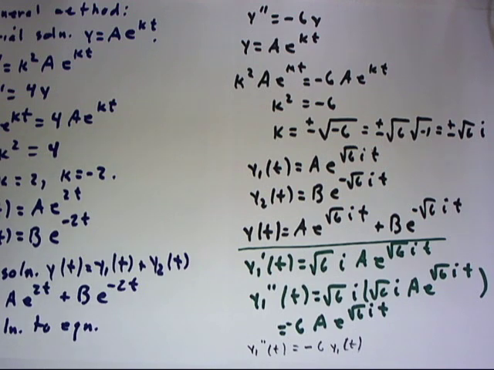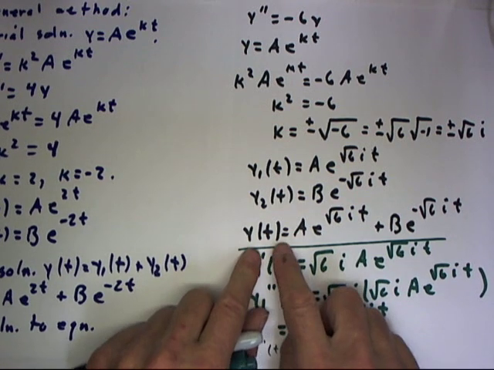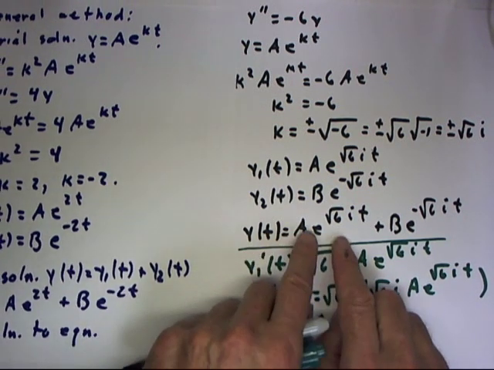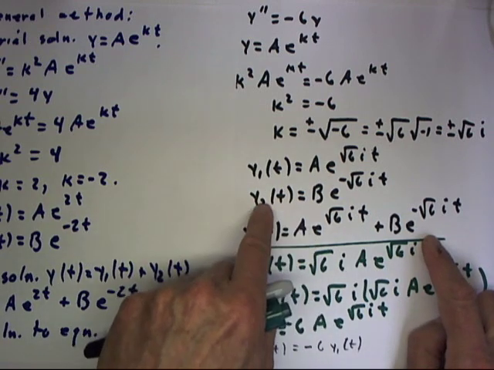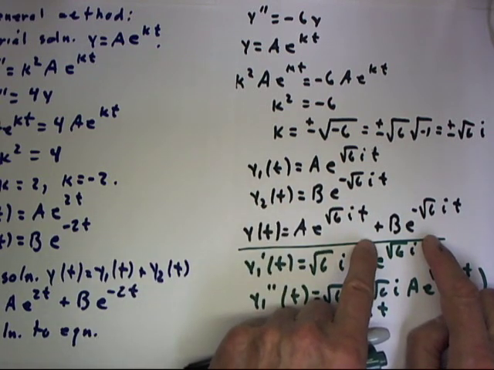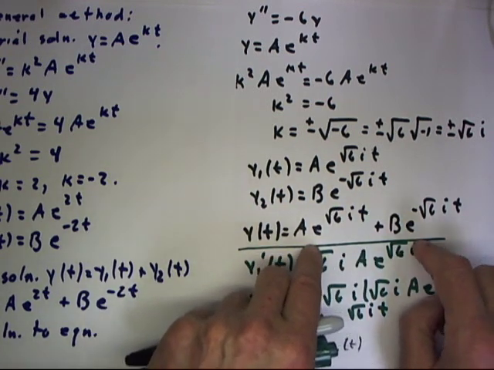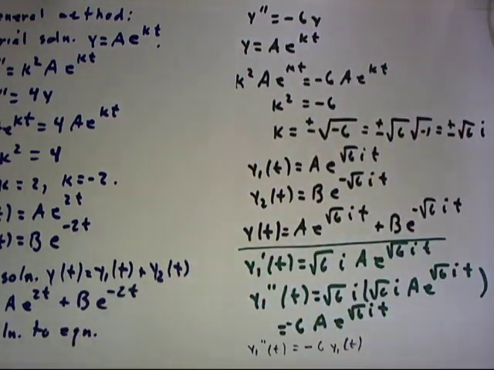We can also verify that this linear combination, y of t equal the y1 function plus the y2 function, is also a solution. We simply take the derivative, substitute into the equation, and we easily see that we have an identity.